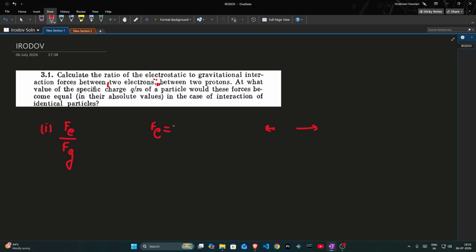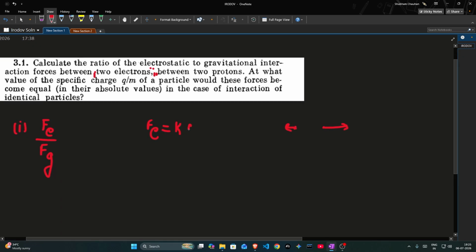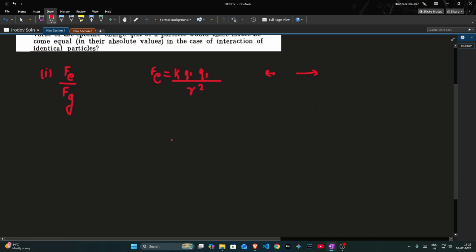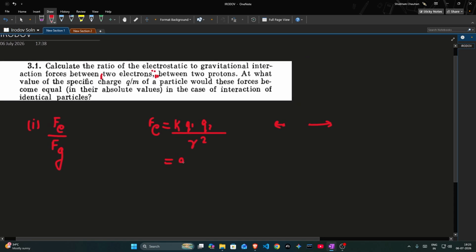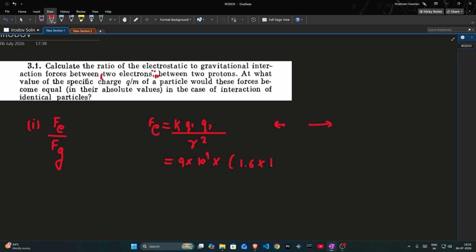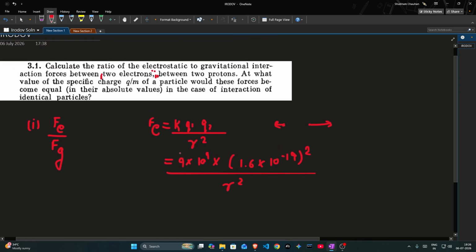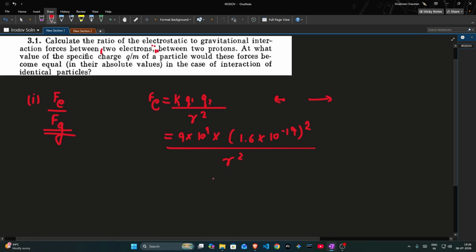would be a repulsive force and it is given by k q1 q2 by r squared, which equals the value of k, 9 into 10 to the power 9, into q, the charge of an electron, that is 1.6 into 10 to the power minus 19, squared, upon r squared. I'm leaving it like this because the force of gravitation also has r squared beneath it, so that will cancel this out.